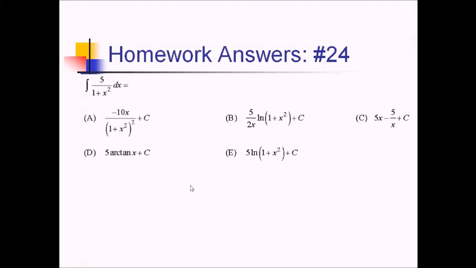For number 24, this one's a little bit tricky until you realize that 1 over 1 plus x squared is really just the derivative of arctan. So we can take a 5 out of this integral here. And then if we do it this way, we've just got 5 times arctan plus c. So let's see, that's going to be choice D. The others didn't even have an arctan in them.